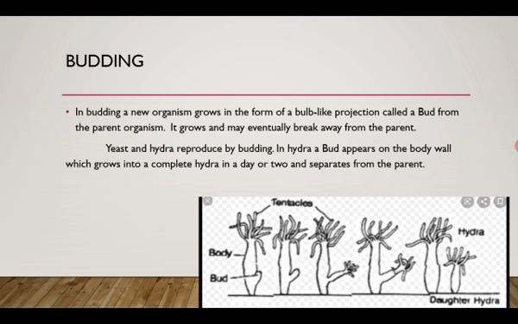The second type of asexual reproduction we will study in the hydra, which is called budding. Students, you know that hydra is a multicellular animal. In hydra, a small bud-like structure develops, as you are seeing in the figure. After some time this bud develops into a hydra, and this hydra later detaches from the parent hydra and lives its own life. This type of reproduction is called budding.